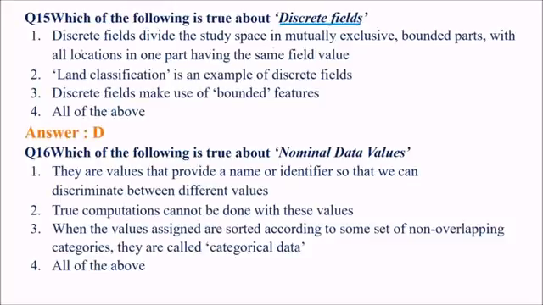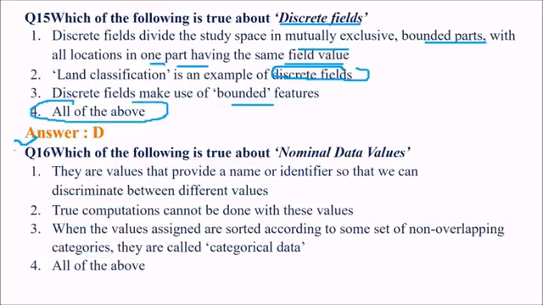Discrete fields divide the study space in mutually exclusive bounded parts with all locations in one part having the same field value. Land classification is an example of discrete fields. Discrete fields make use of the bounded features. So the answer is D, all of the above.